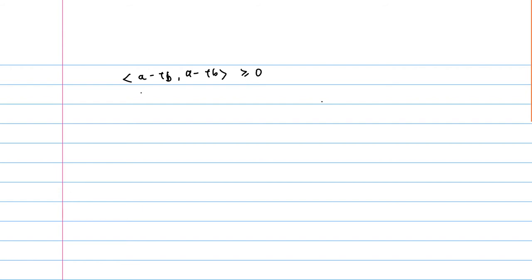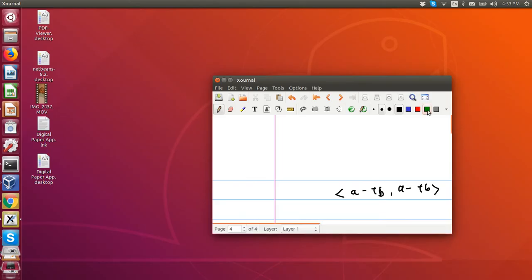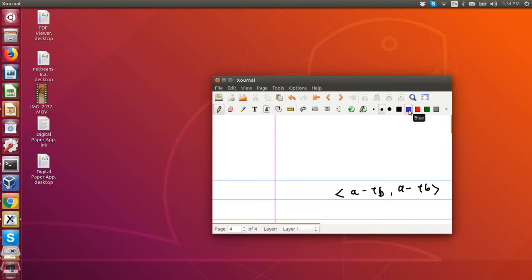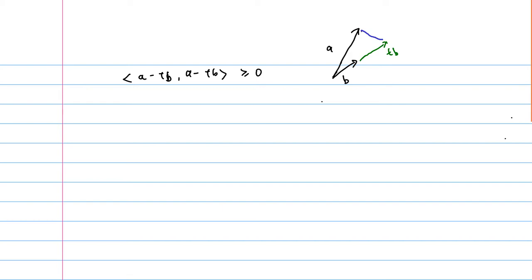The intuition is that we can consider A minus TB. If the space is just a vector space, then A is a vector. Let's say this is A, and this is B. Then TB can be something like this, and A minus TB will be just something like that. This is A minus TB.